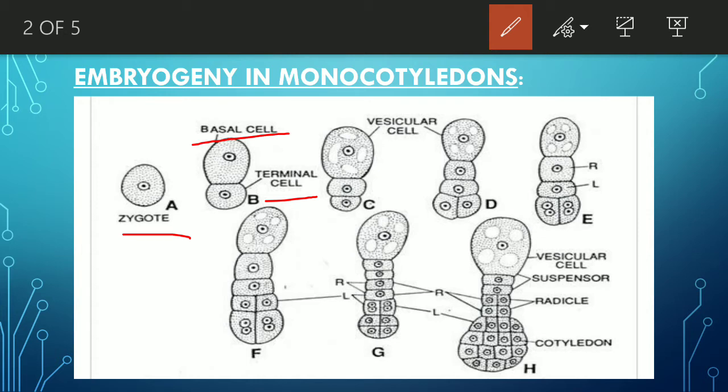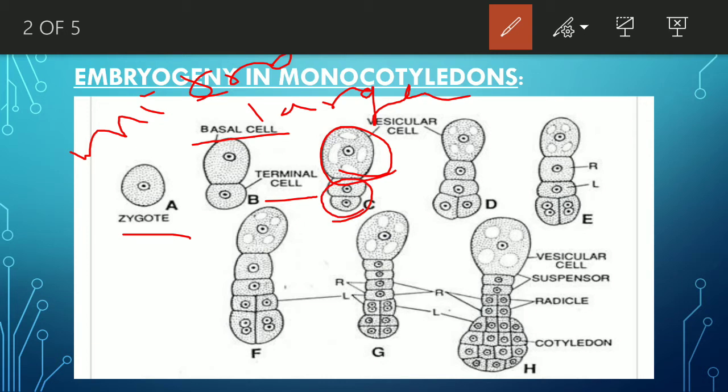The basal cell, which is larger than the terminal cell, lies towards the micropylar end of the embryo sac, does not divide again but becomes transformed directly into a large vesicular cell. The terminal cell divides transversely, forming two cells. Of these two cells, the lower cell divides vertically and forms a pair of juxtaposed cells, and the middle cell divides transversely into two cells.